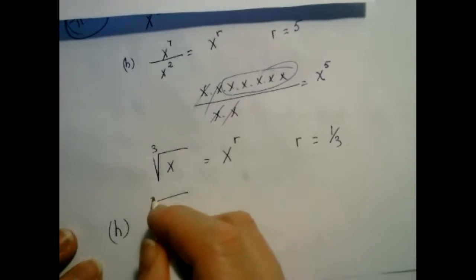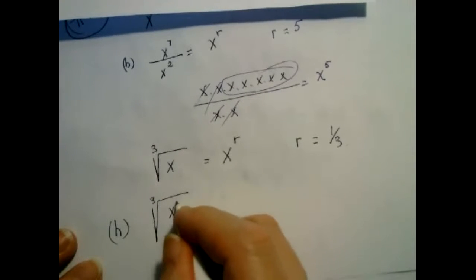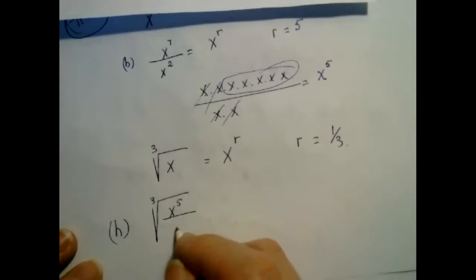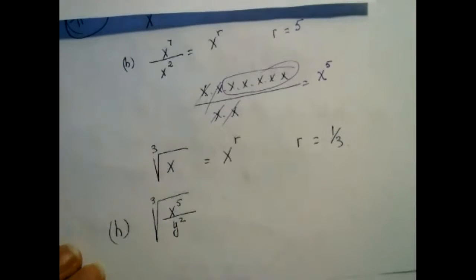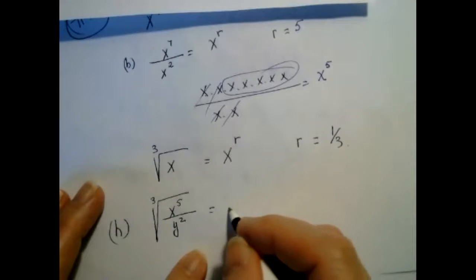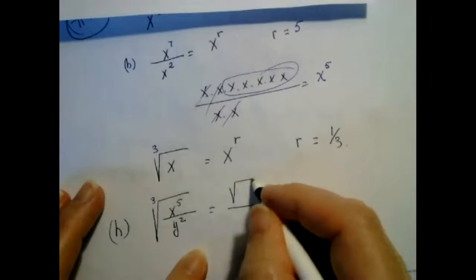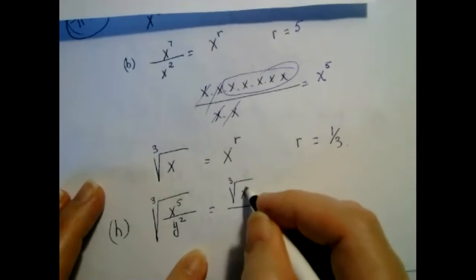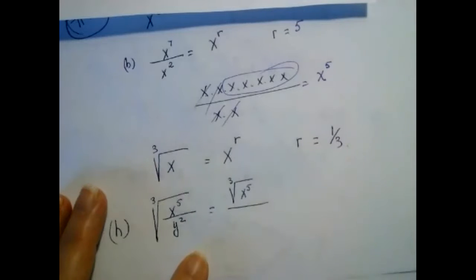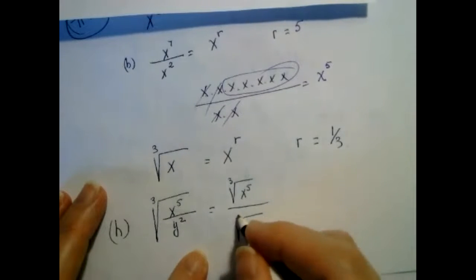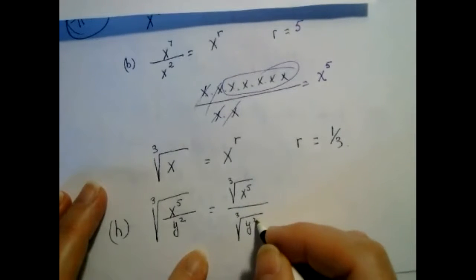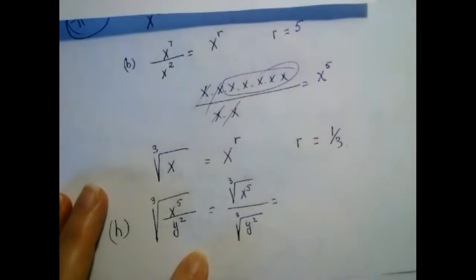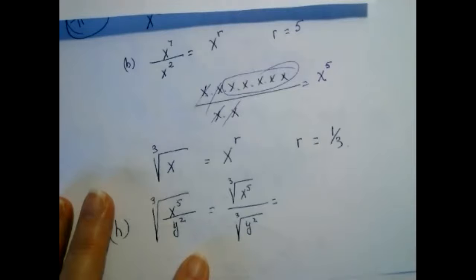h is the cubic root of x^5 over y squared. All right, and here I put x to the r, y to the s. So let's see how we can simplify. Well, we can simplify it like this. First, to make it easy for us, this is the cubic root of x^5 divided by the cubic root of y squared.